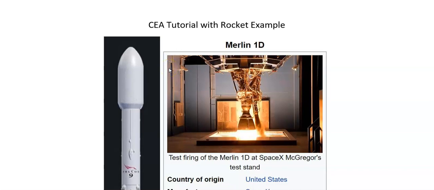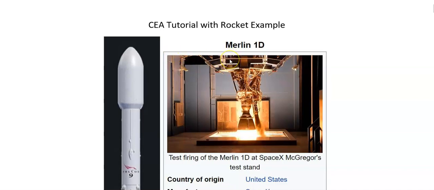In this video, I'm going to give you a CEA tutorial. This is a program created by NASA to test various rocket fuels and oxidizers, and you can use it to calculate things like thrust and specific impulse, which are very useful when we want to analyze how a rocket will perform. And we're going to do an example problem of a real rocket engine.